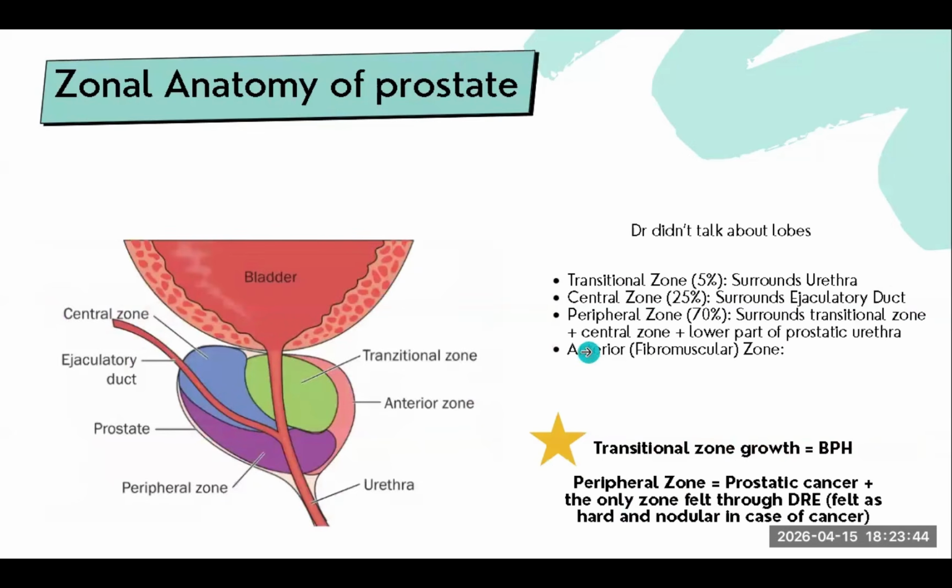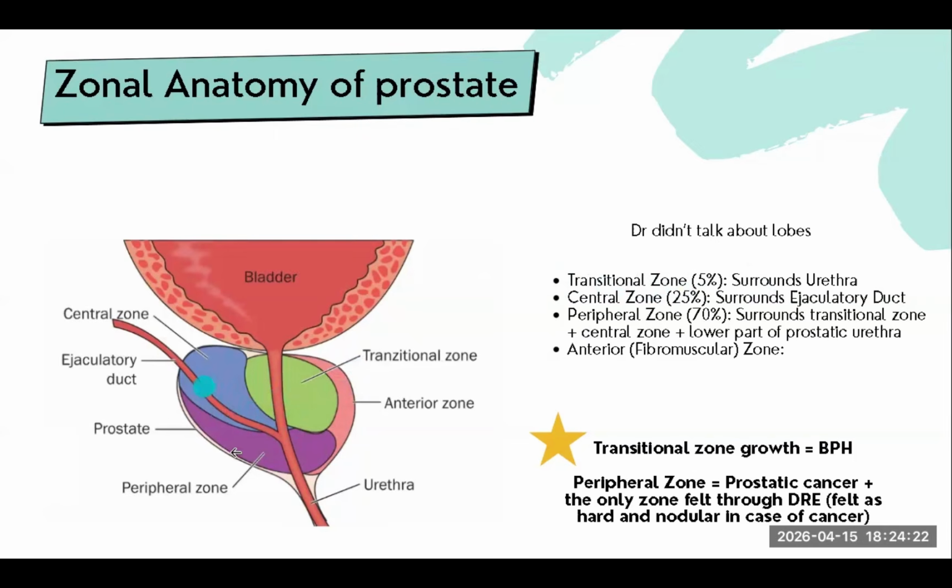Now let's talk about the zonal anatomy of the prostate. We can divide the prostate into zones and into lobes. However, the doctor did not talk about lobes at all. He just mentioned zones. I will still mention that transitional zone could also be known as the median lobe, okay? Transitional zone, median lobe. Not exactly, however, just keep it like that. Anyways, the transitional zone makes up around 5% of the prostate and it surrounds the urethra. The central zone makes up around 25% of the prostate and it surrounds the ejaculatory duct.